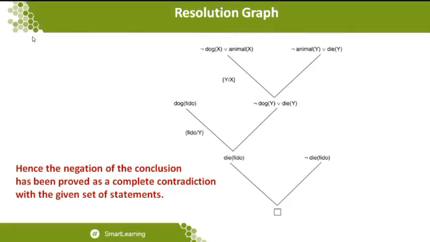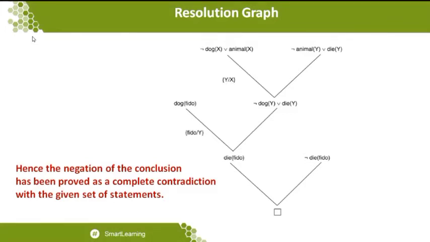Students will need more concentration especially at level 2 and level 4. Level 2 is when you are converting the first order logic statement to CNF, where you need more attention. And the second is when you go for the resolution, especially unification, which we call substitution of the given statements, where you also need more attention. So the negation of the conclusion has been proved as a complete contradiction with the given set of statements.